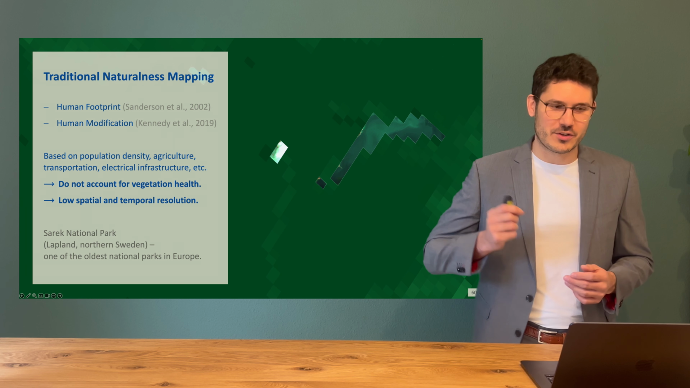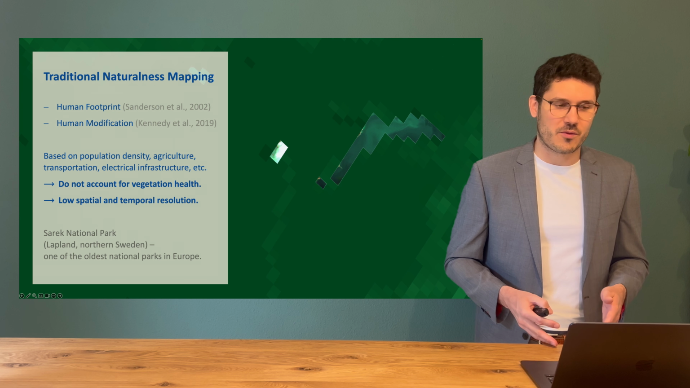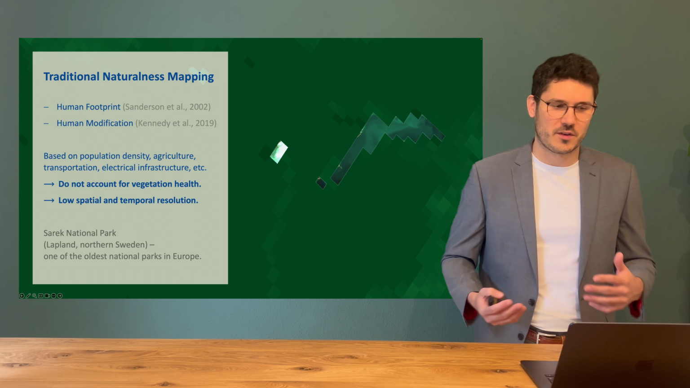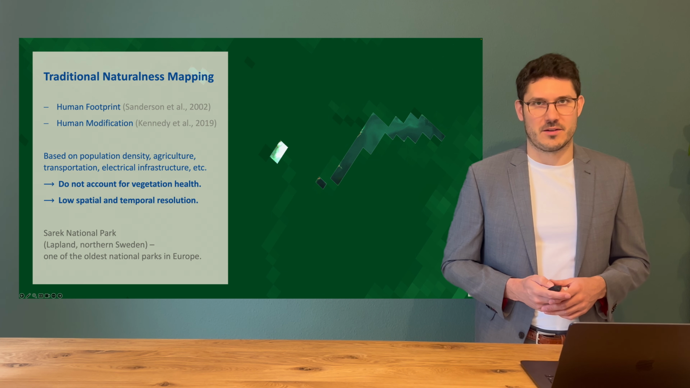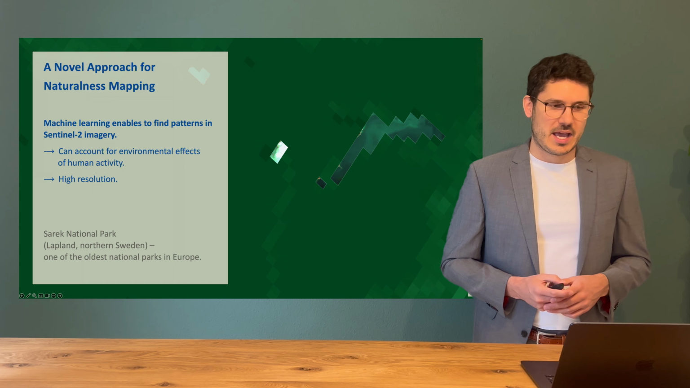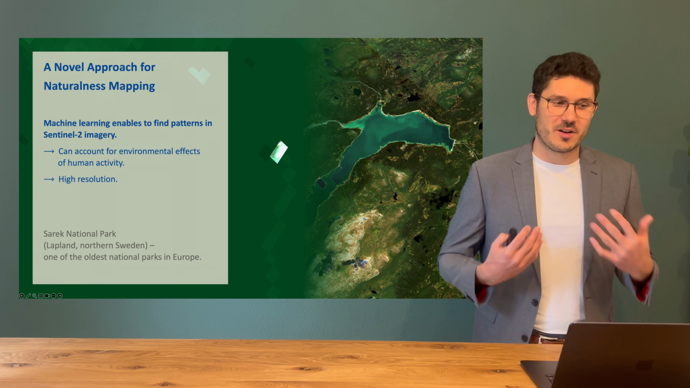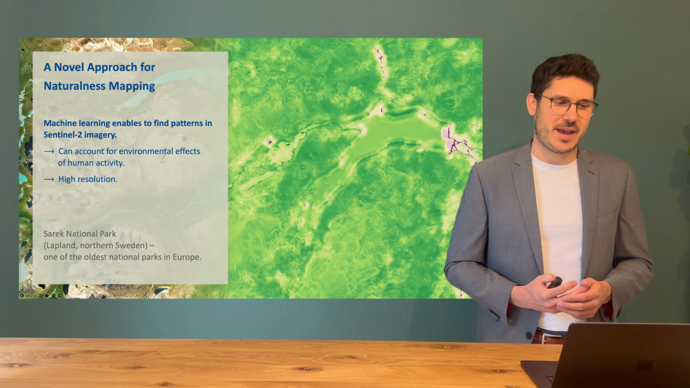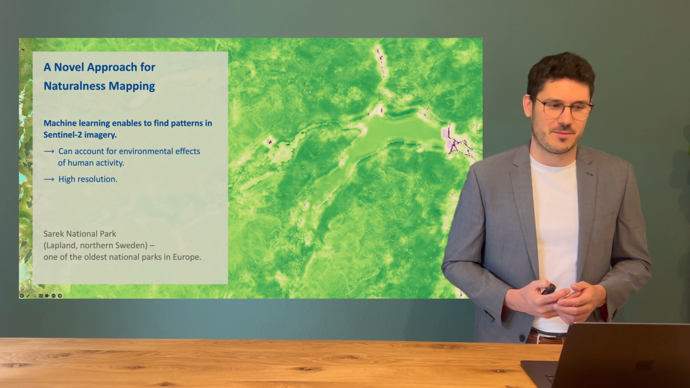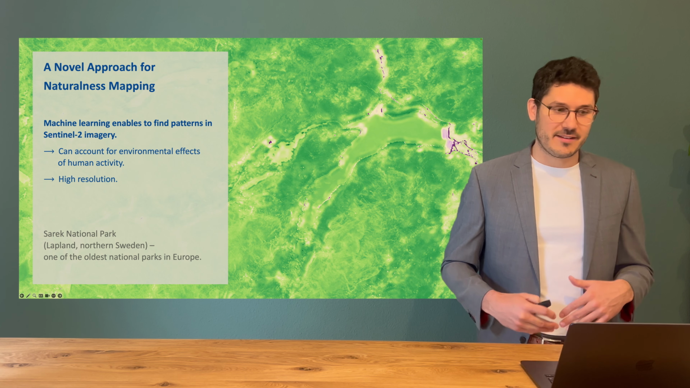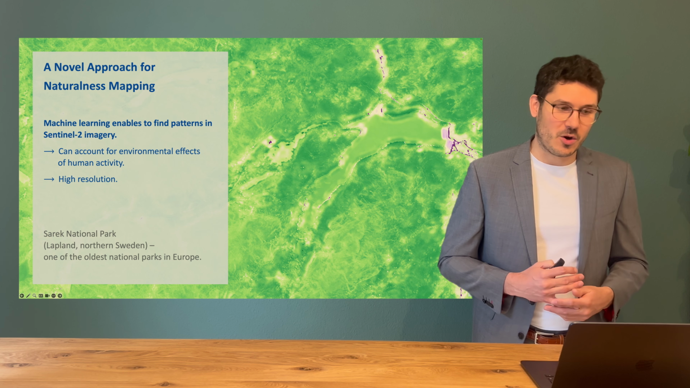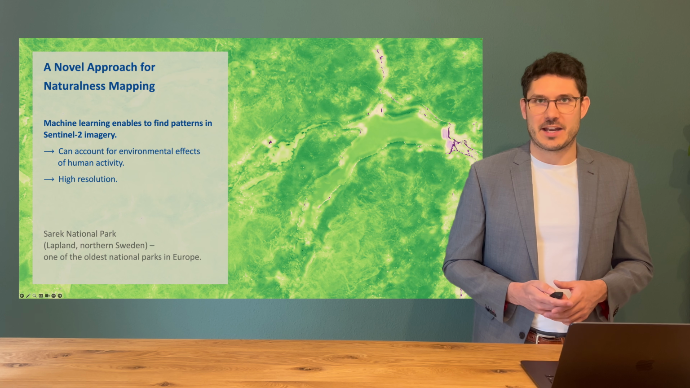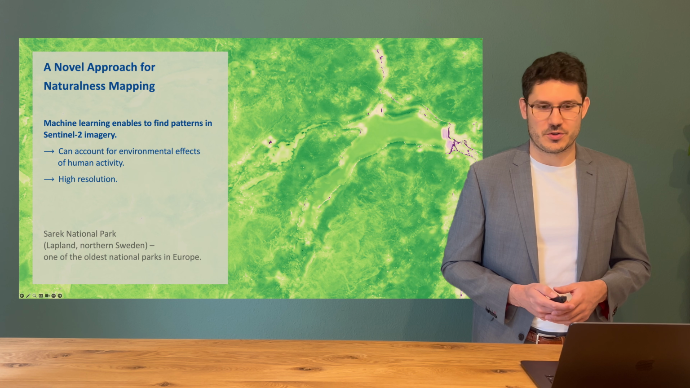So these traditional approaches do not account for vegetation health, for example, and they result in a low spatial and a low temporal resolution. And therefore, we propose a novel approach using machine learning, which enables us to find natural patterns in Sentinel-2 imagery. And as a result, with our approach, we can account for environmental effects of human activity, and we get maps in high resolution.